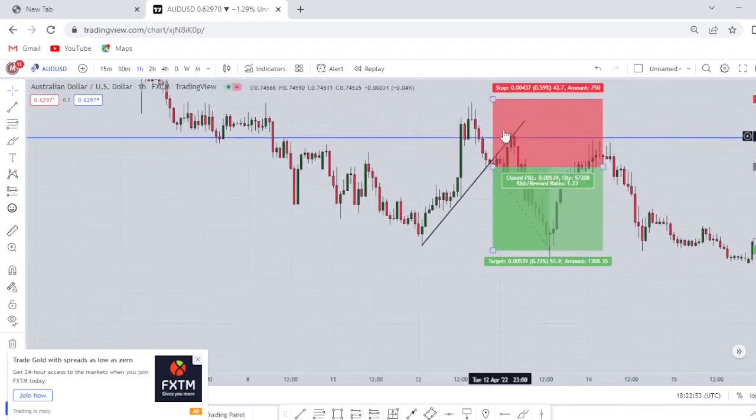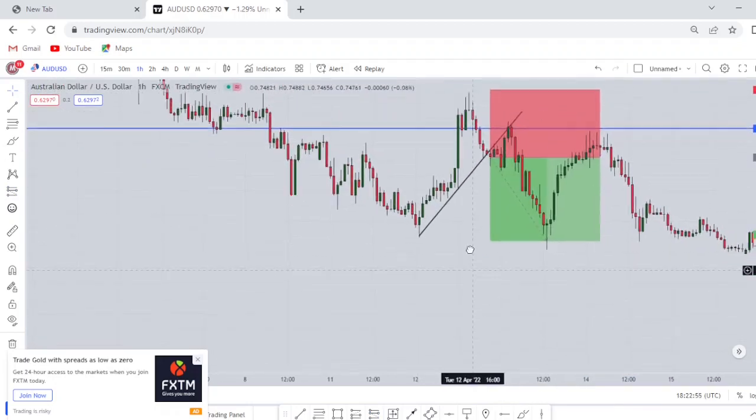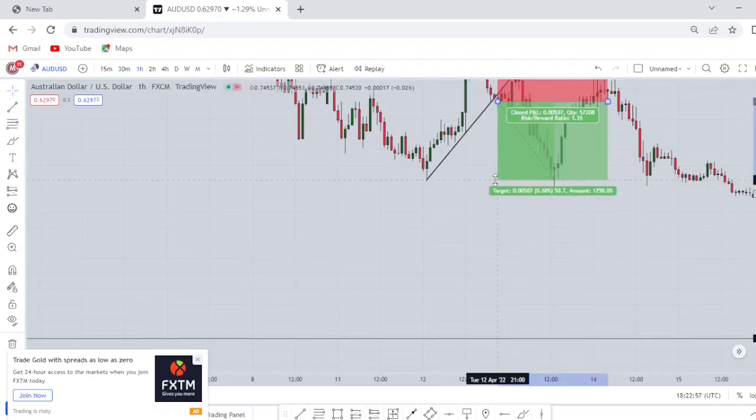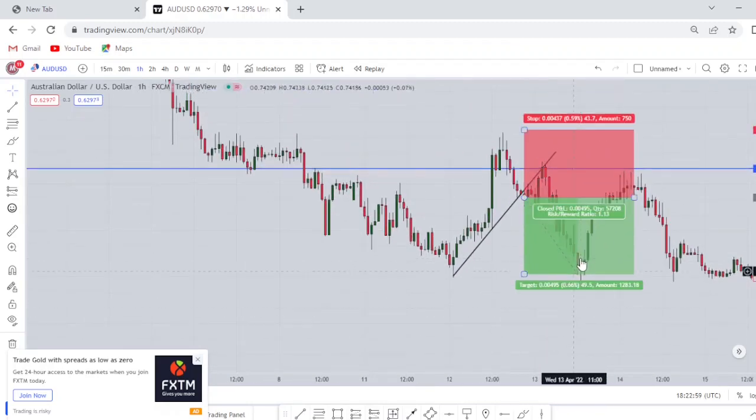Put your stop at the overall high. This is just a 43 pips stop, and at the 100% retracement, this is already 1-to-1. You'd have gone break even here, or you'd have even closed out half of the position, then gone break even and just let the rest run.